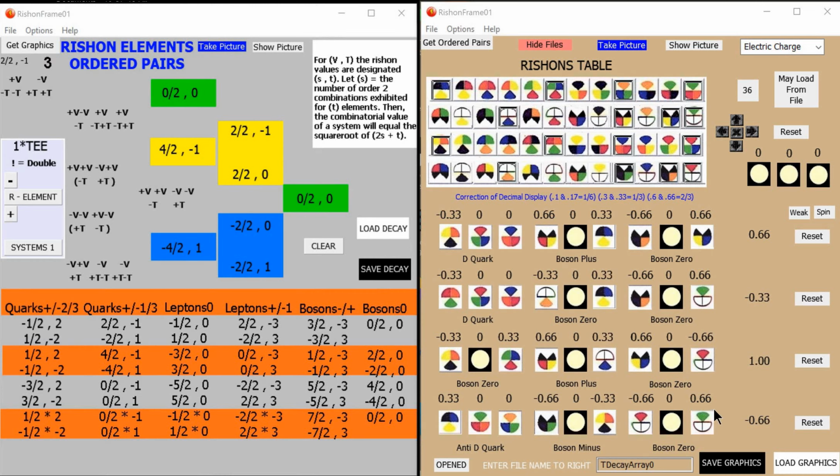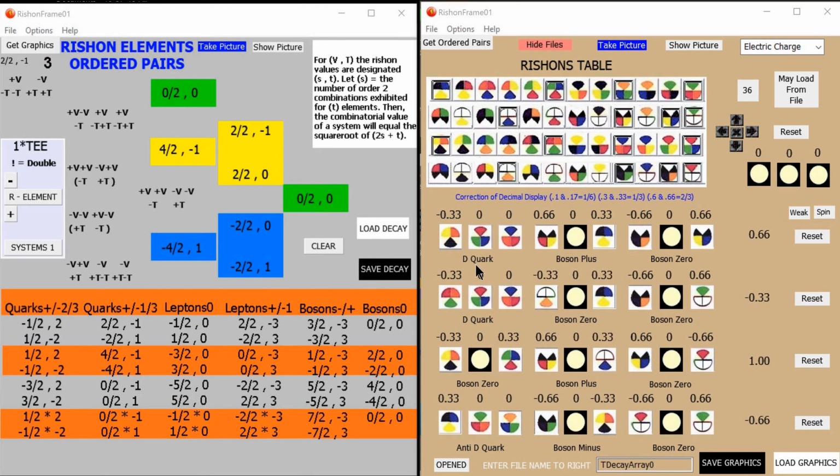Let's investigate the electric charge of the T-quark decay. And so here's the T-quark. Let's first look at the T-quark and see if it has the appropriate electric charge according to the standard model.